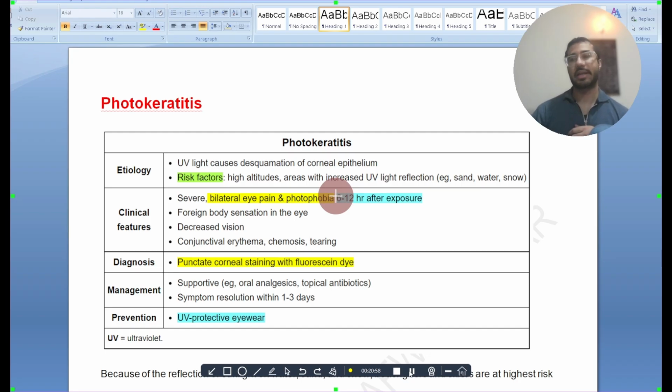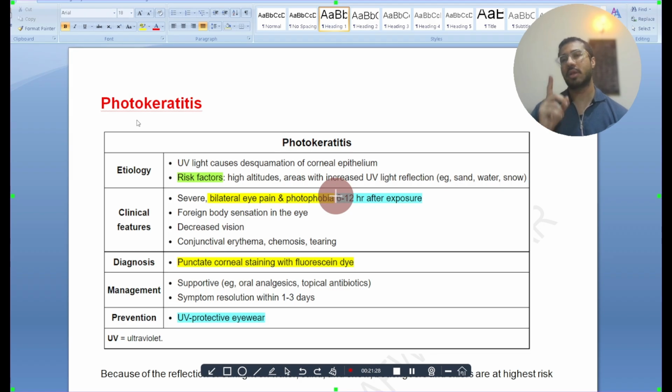So photokeratitis. What is photokeratitis? Photokeratitis is inflammation of the cornea due to light. The name is more than suggestive of what it is. So what happens is usually if you get a really strong UV exposure for your eyes in places where the light is usually reflected, like while you're ice skating, the light just hits the ice, then goes into your eyes and it causes a lot of damage to the cornea. That is when you get photokeratitis.